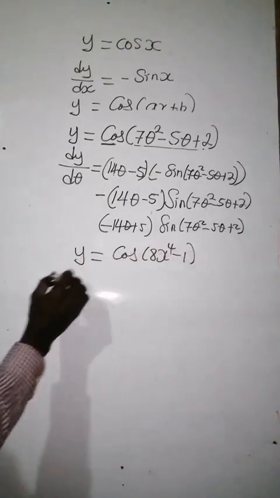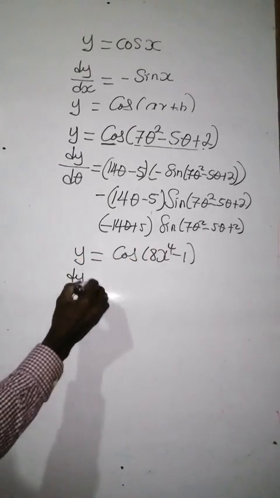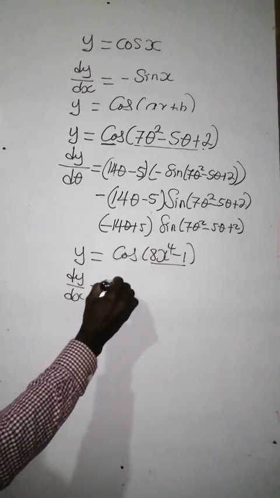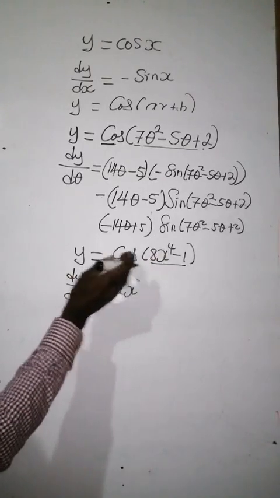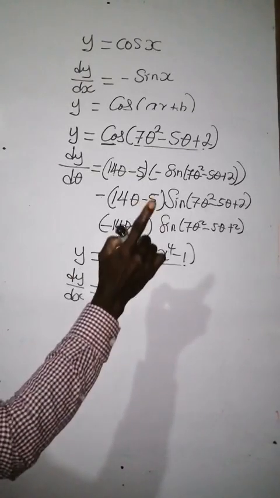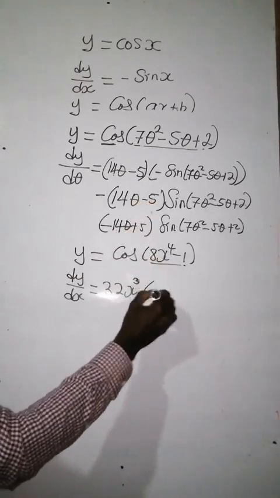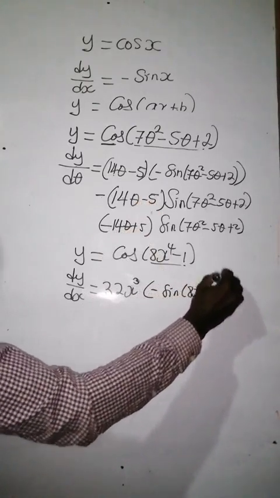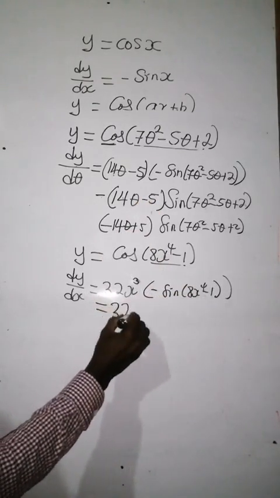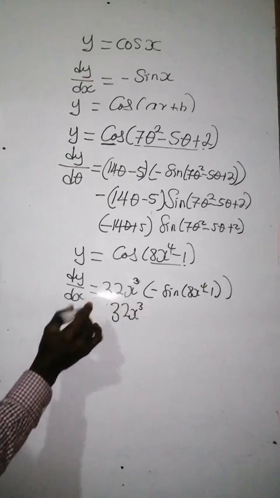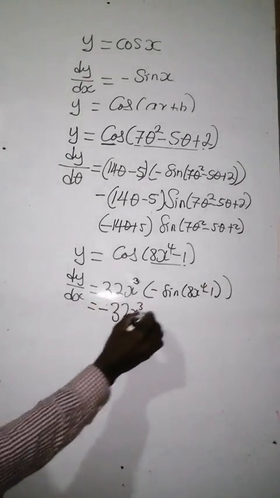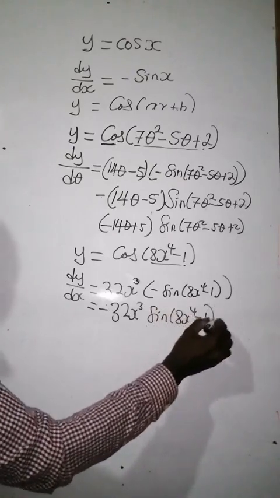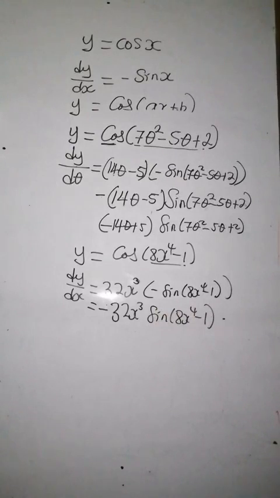Now let's look at this example. If I have y equal to cosine of 8x to the power 4 minus 1, I'll just take this one and then differentiate it. So I'll have 32x to the power 3. If we differentiate 1, it is 0 because the derivative of a constant is 0. So this gives negative sine of 8x to the power 4 minus 1, because if we differentiate cosine of the entire angle, we get negative sine of the entire angle. So the final answer is minus 32x cubed times sine of 8x to the power 4 minus 1.